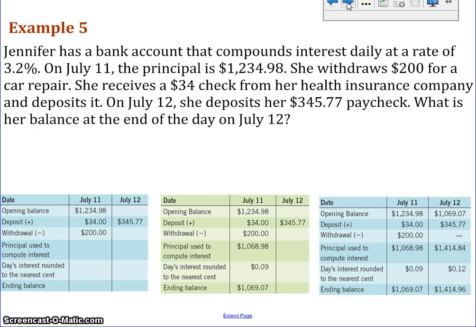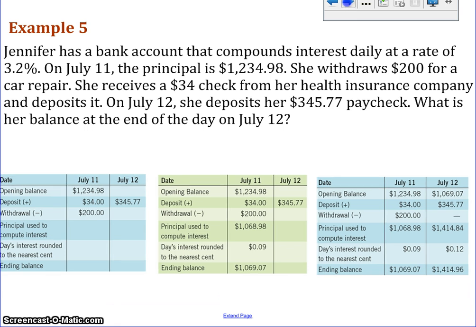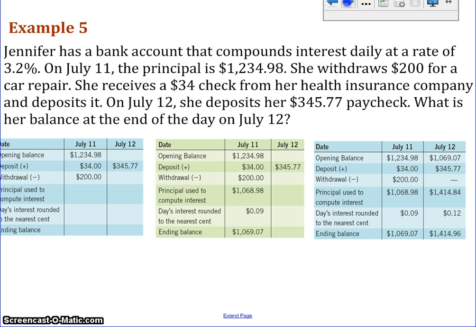All right, last question. Jennifer has a bank account that compounds interest daily at a rate of 3.2%. The principal is $1234.98. She withdraws $200 for a car repair, receives a $34 check from her health insurance, and deposits it. On the 12th, she deposits $345.77. What is her balance after July 12th?